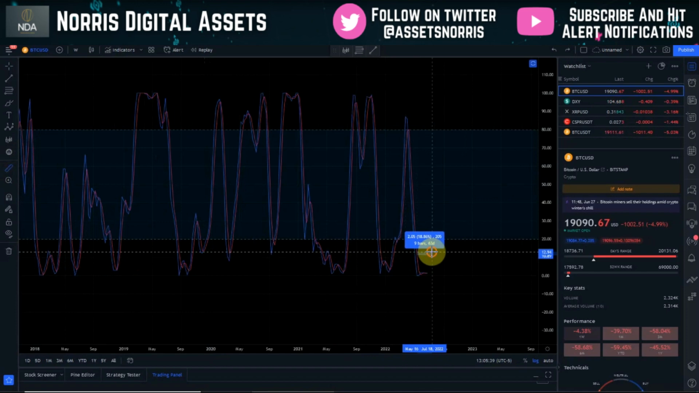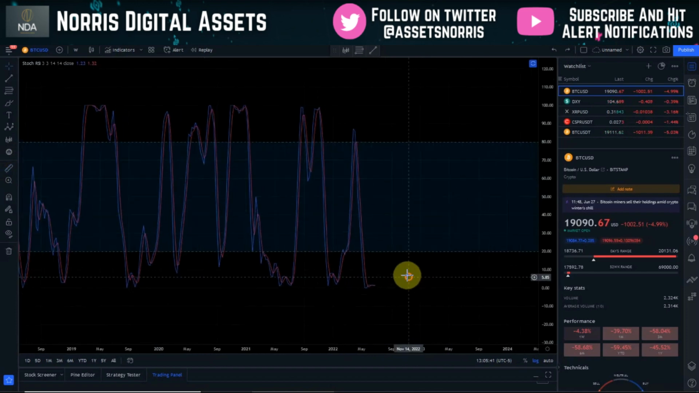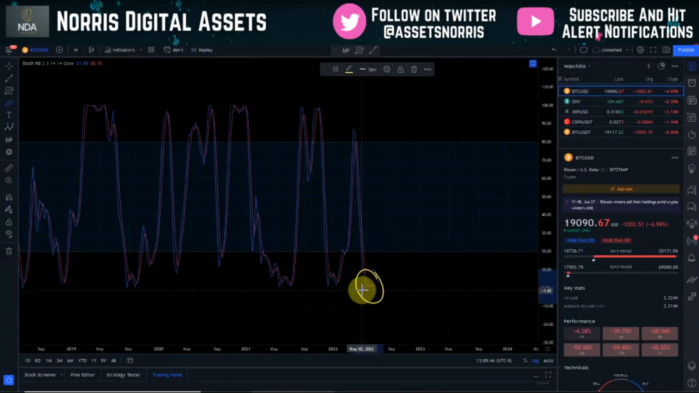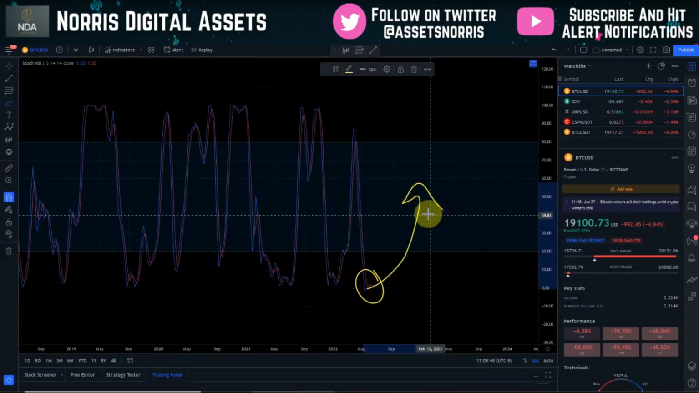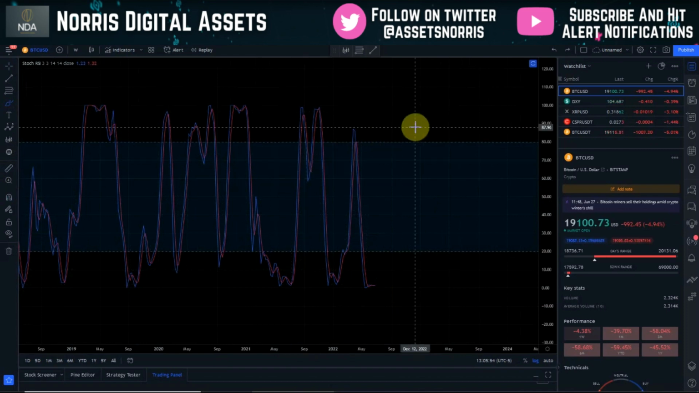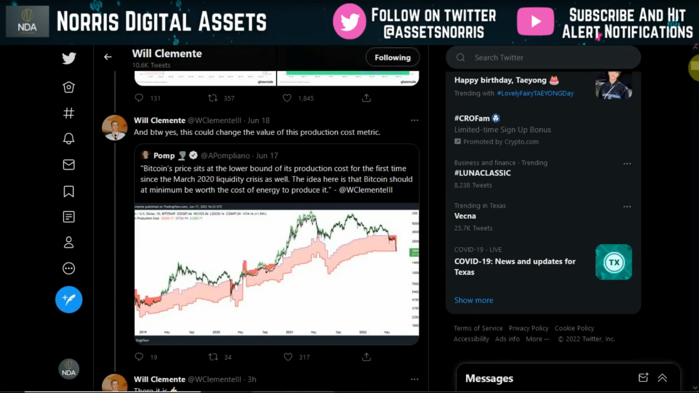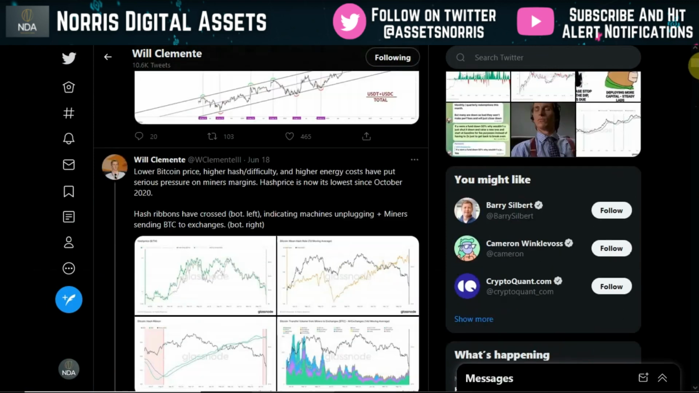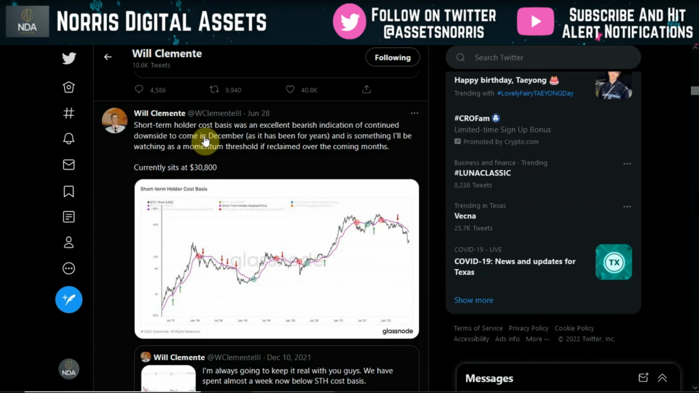Could be 50 days, could be a little longer. But at any point, the momentum indicator shows that you do buy the weekly stock RSI for gains back up. Okay, so it is a good buying zone between the 200-week heat map, the stock RSI, and then there's a lot of on-chain metrics also that Will Clemente has shown that I continue to follow him on Twitter, where he's talking about, let's see here, short-term holder cost basis was an excellent bearish indication of continued downside to come in December.